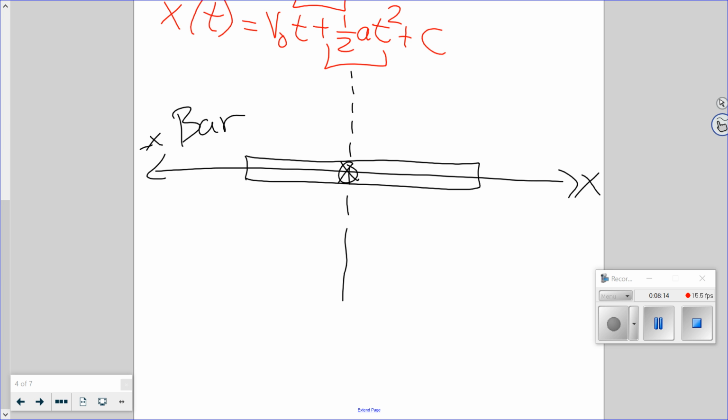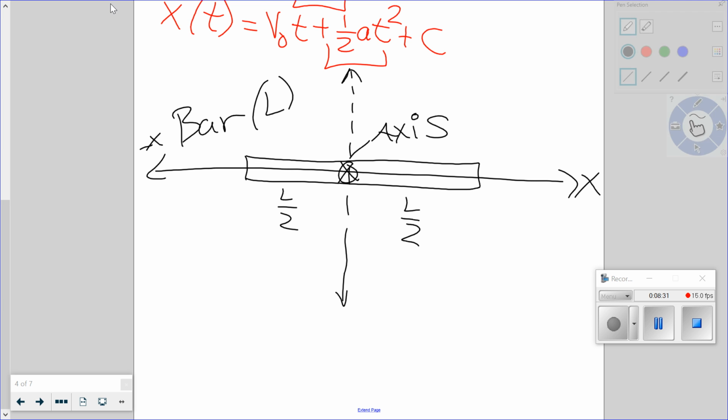It could be the y or the z direction around there, it doesn't matter. We have an axis right through the middle. We have a bar of length L, and so we have L over 2 on each side.